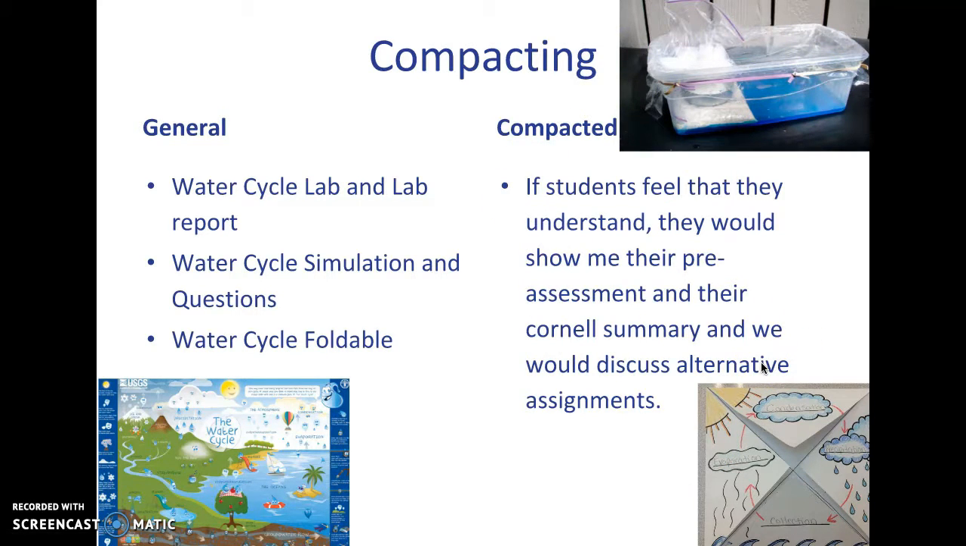They would show me their pre-assessment quick write, and I would have them show me their Cornell note summary. Between those two things, I would be able to tell if they've understood the water cycle, and they could move on to alternative assignments. We'll discuss those alternative assignments in the next slide.